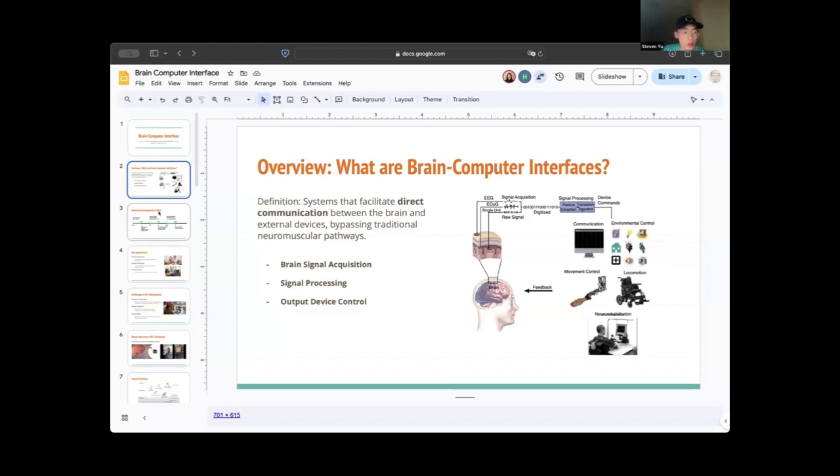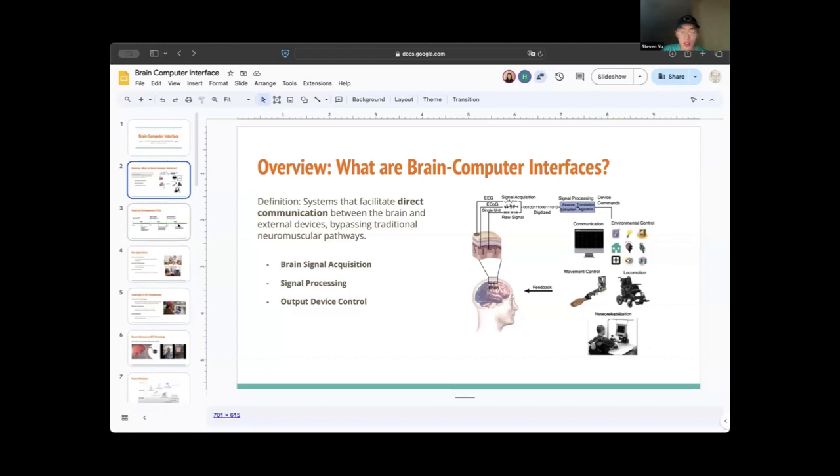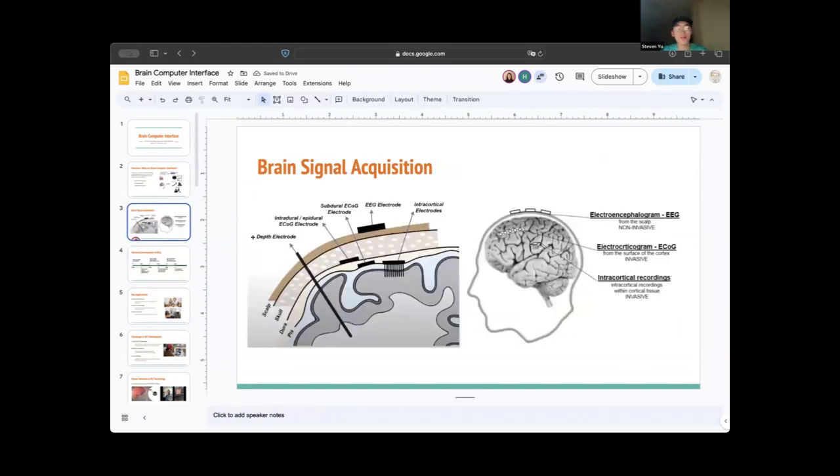So, wait, I think there's one slide missing. Yeah, okay.